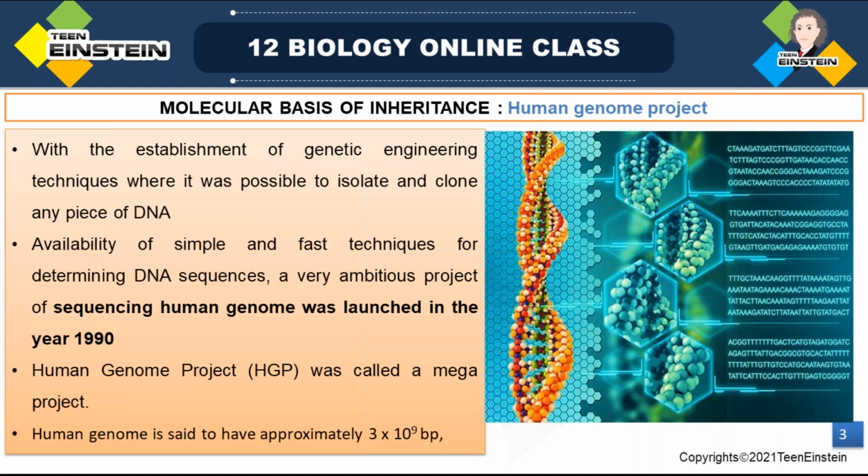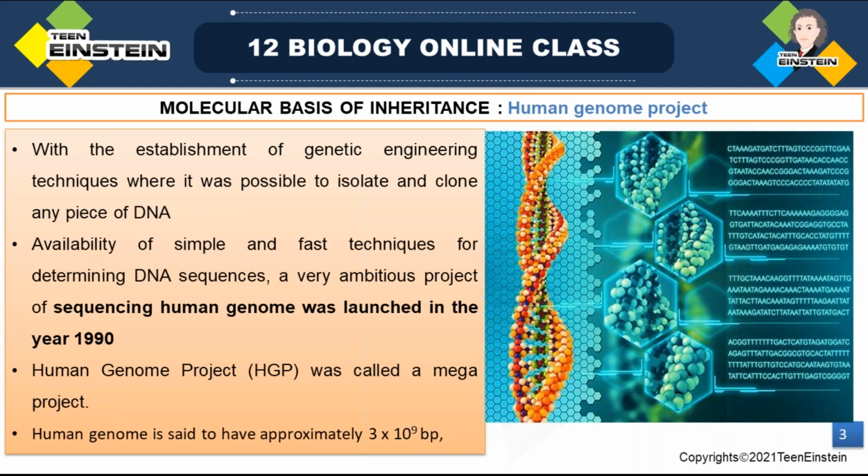All these led to the launching of the Human Genome Project in the year 1990. The Human Genome Project was a mega project because the human genome has approximately 3 into 10 raised to 9 base pairs. Got it? So it's a mega project, and the human genome has around 3 into 10 raised to 9 base pairs. It's a large number.